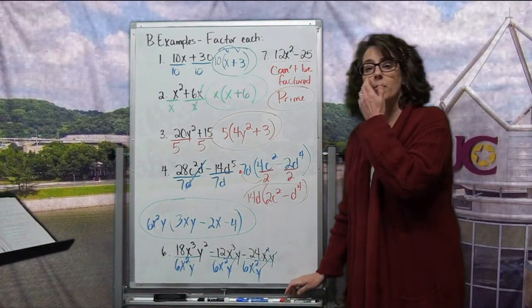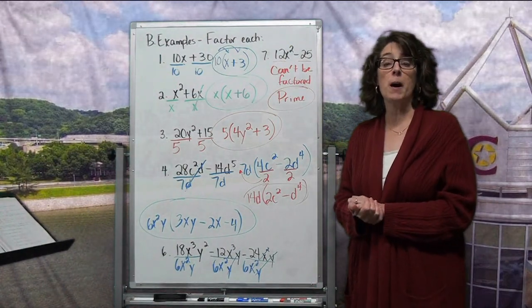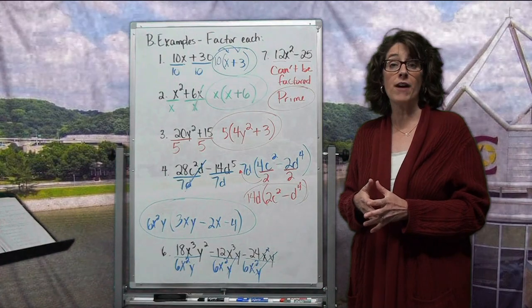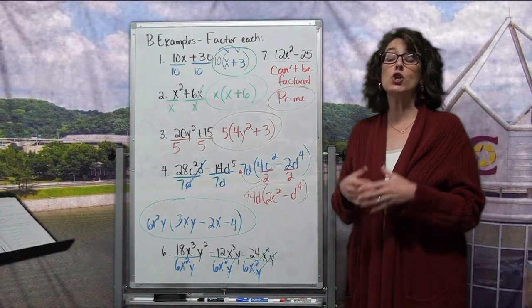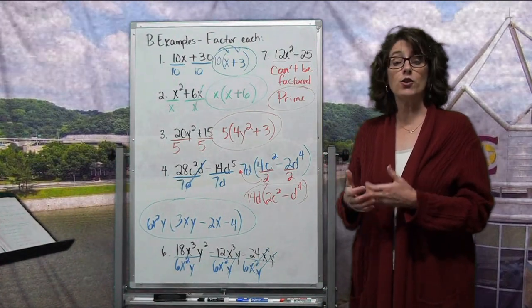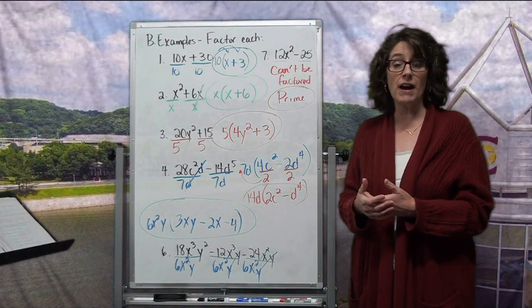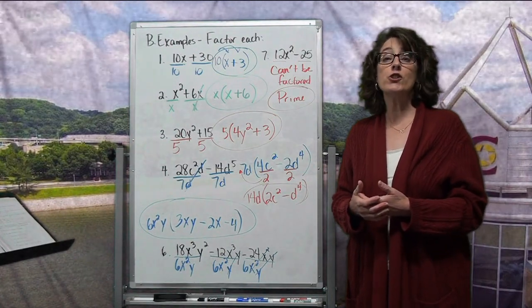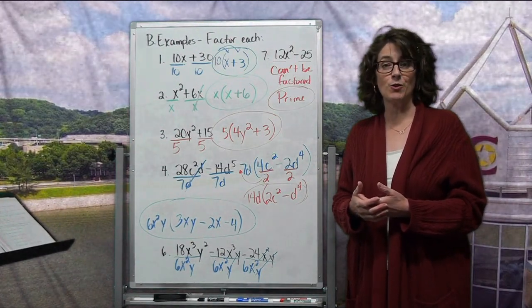So hopefully this helps you to understand how to factor polynomials with the greatest common factor, and that simply means the largest factor, the largest coefficient that you can divide out of every single term, and the largest variable that you can divide out of every single term.